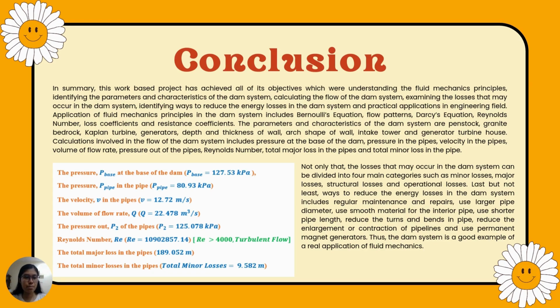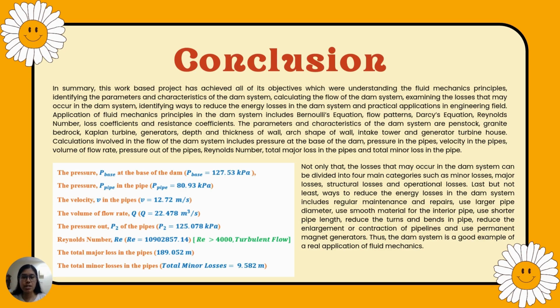Total major loss in the pipes equals 189.052 meters. And last but not least, total minor losses in the pipes equals 9.582 meters. Not only that, the losses that may occur in the dam system can be divided into four main categories: minor losses, major losses, structural losses, and operational losses.